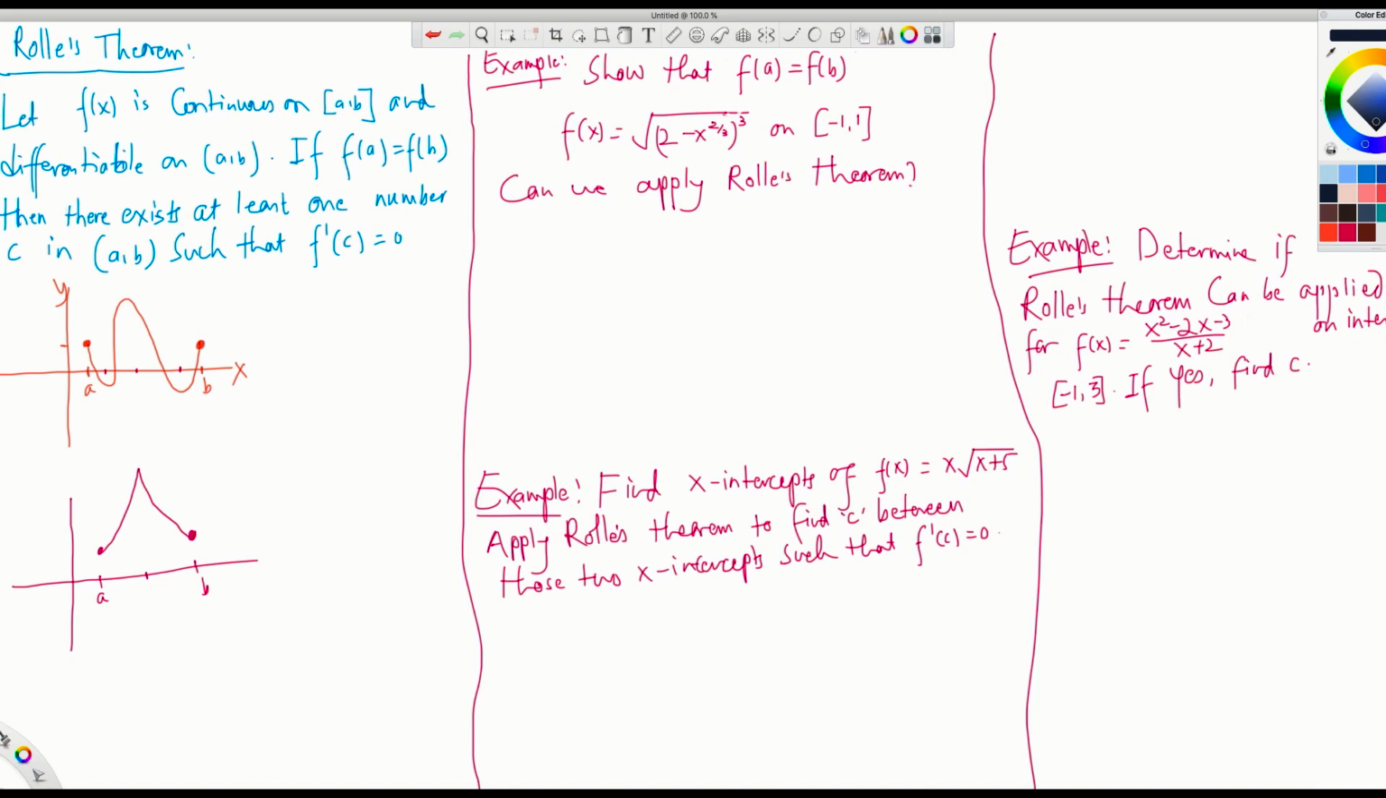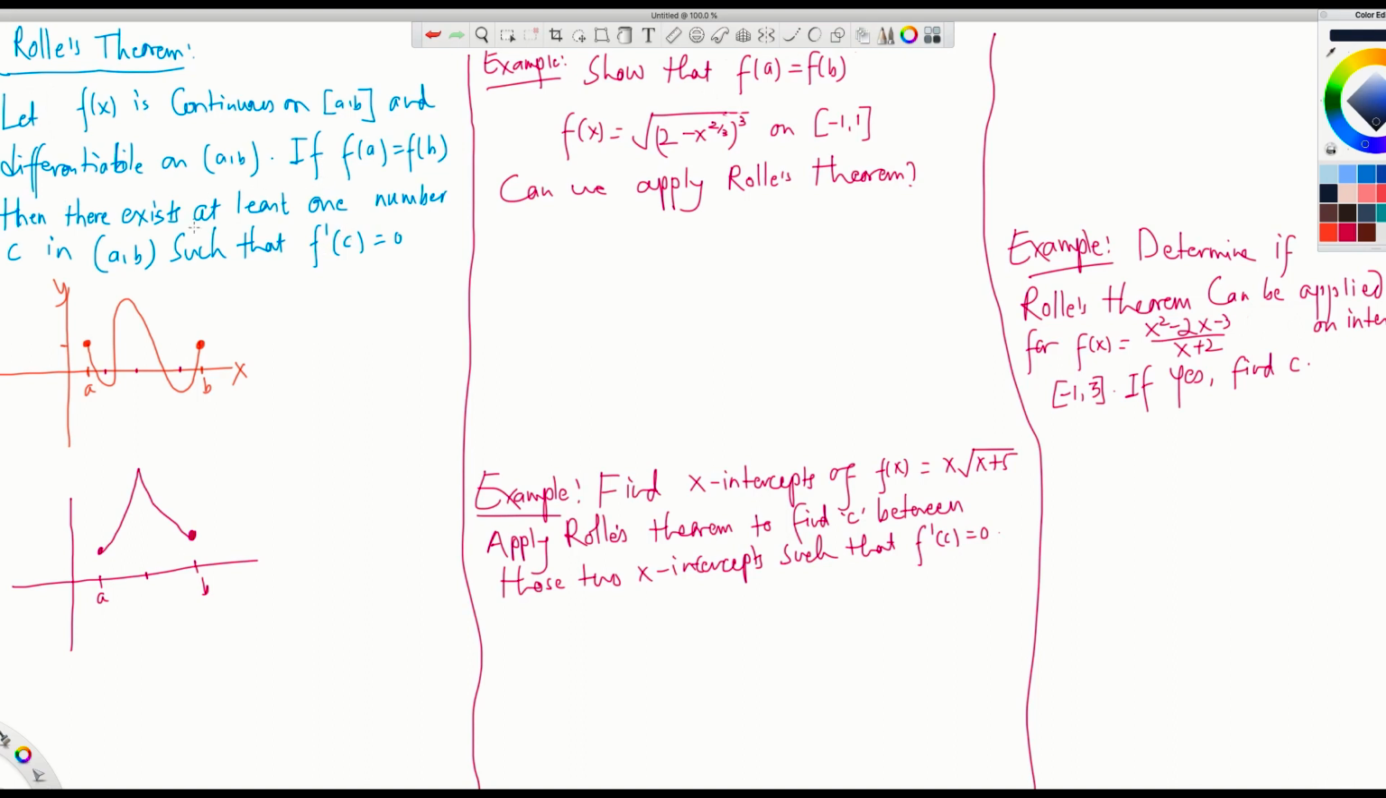In this video, we are going to talk about Rolle's theorem and the mean value theorem. Okay, so first of all, let us talk about the statement of Rolle's theorem. Let f(x) be a continuous function on the closed interval [a, b] and differentiable on the open interval (a, b). If f(a) equals f(b), then there exists at least one number c in (a, b) so that f'(c) equals 0.